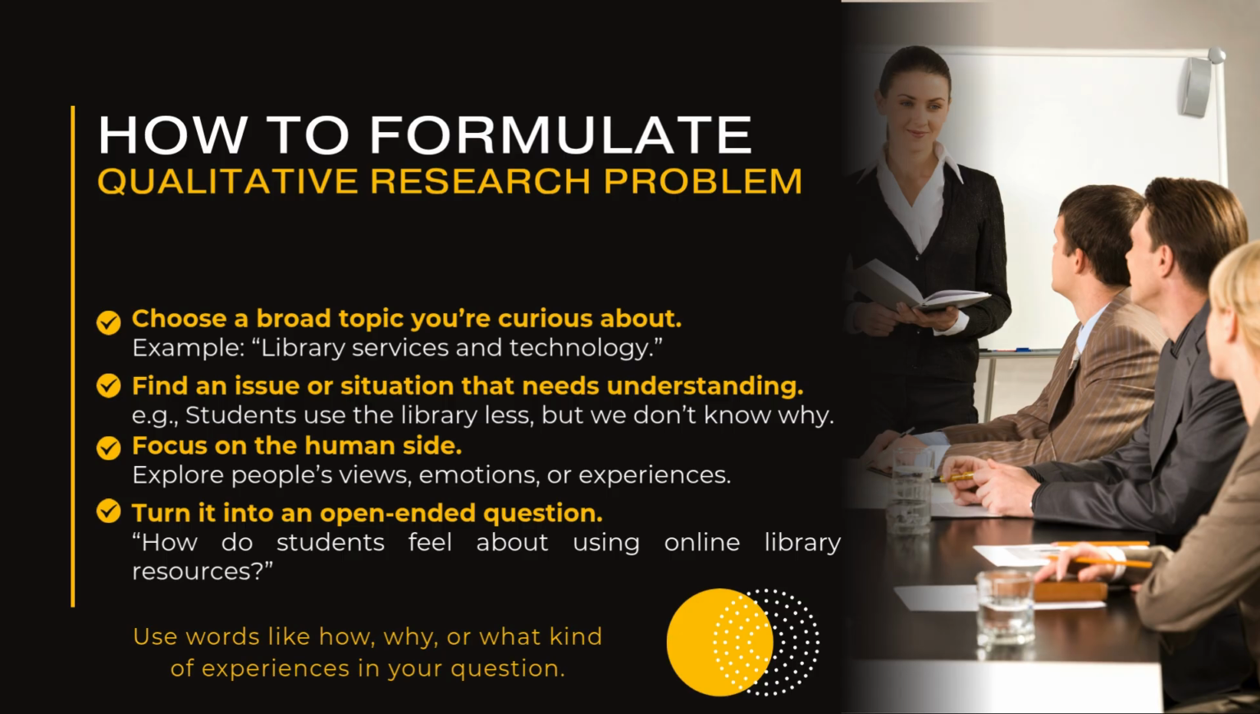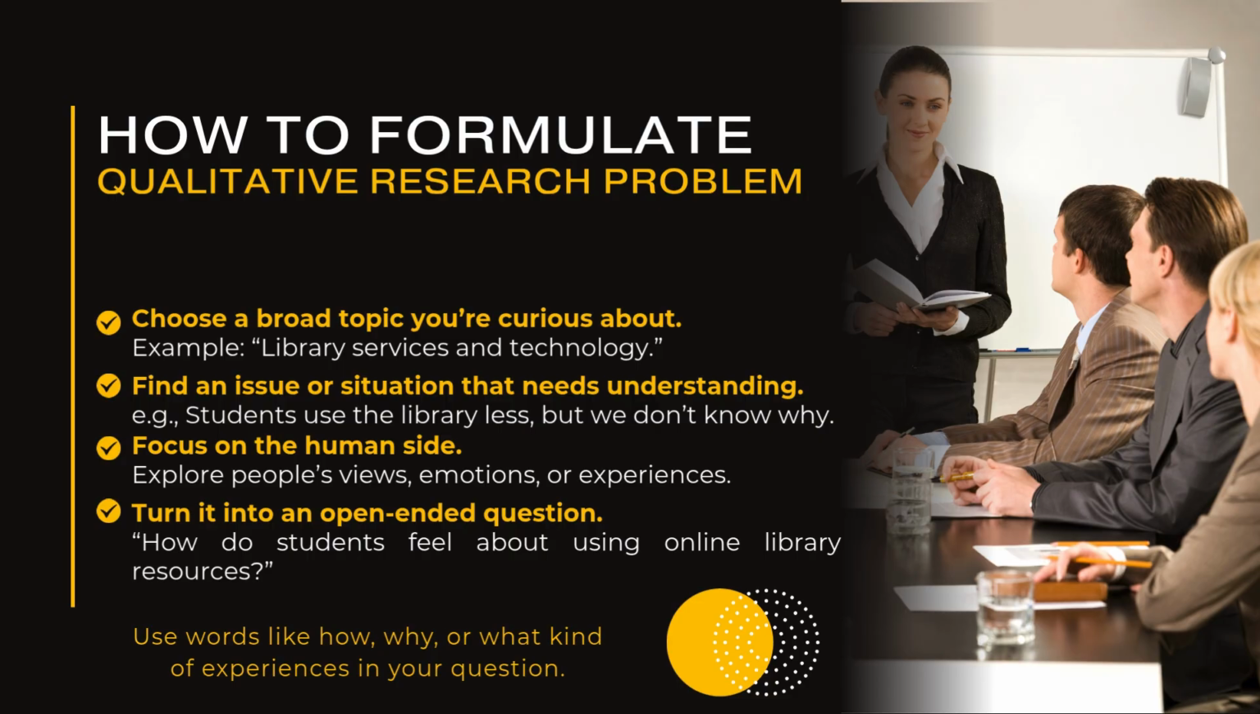Step 2. Find an issue or situation that needs understanding. For example, students are using the library less, but we don't really know why. This kind of why signals that something deeper needs to be explored. Step 3. Focus on the human side. Ask about people's feelings, opinions, or experiences. Maybe you want to know how students feel about using online library resources or why some avoid them altogether. Qualitative research values these perspectives and emotions.